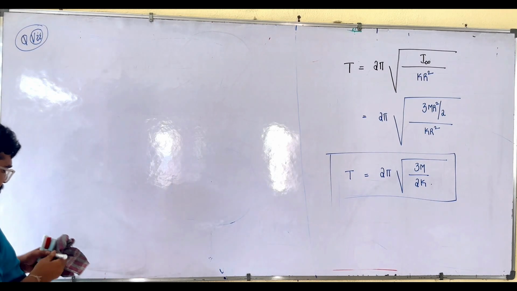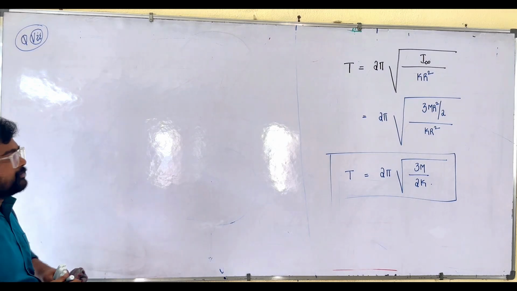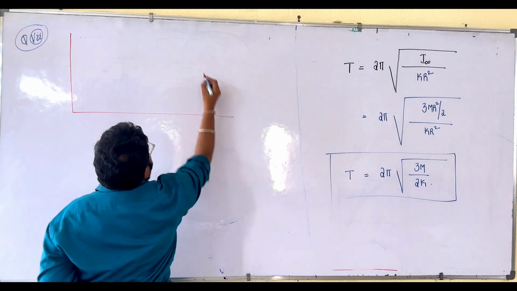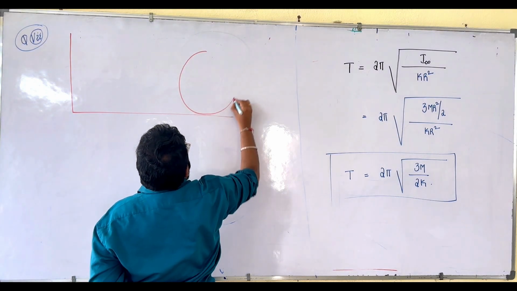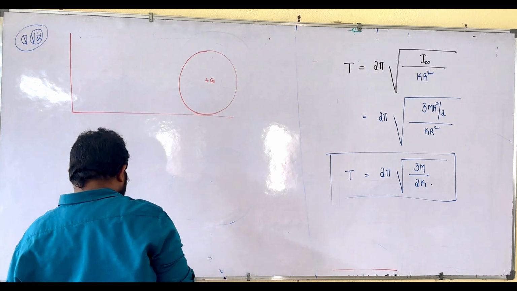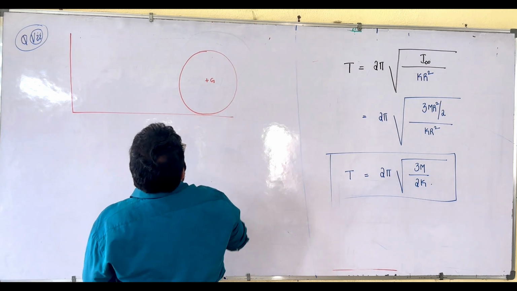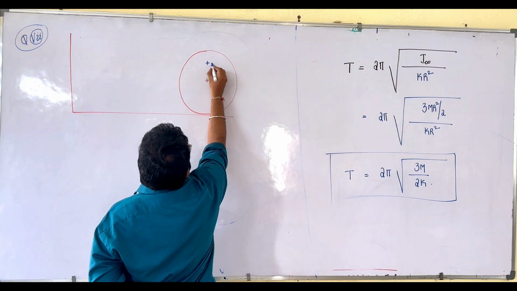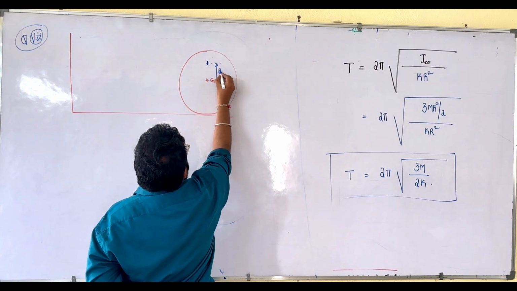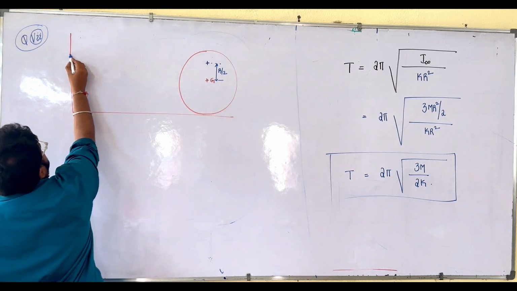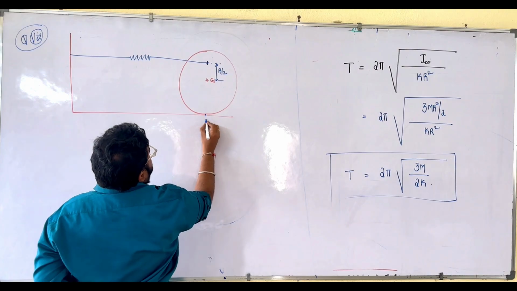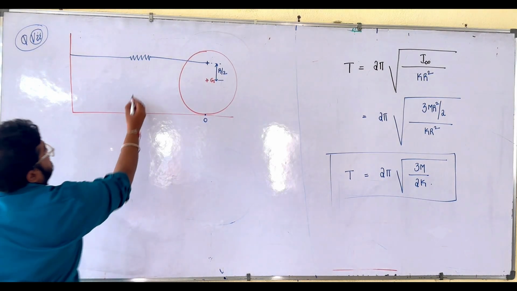See this, focus here. Here now I am connecting. This is the disc, this is G. From here to here is R by 2, R by 2. The spring is connected at this point. This is the point O, K.